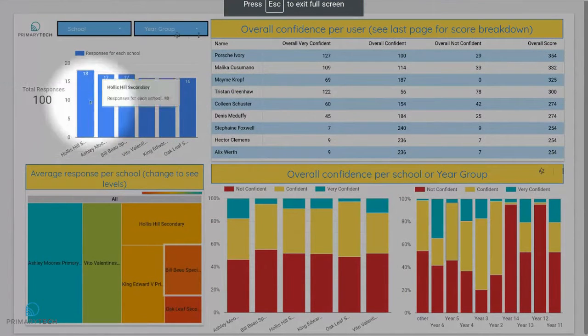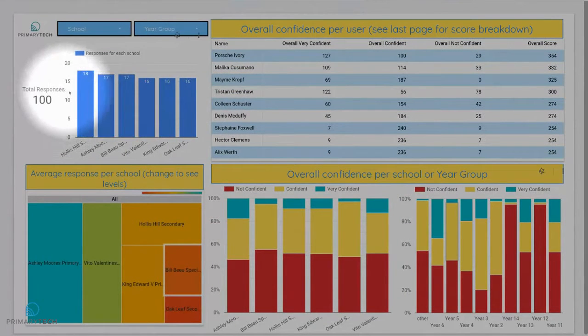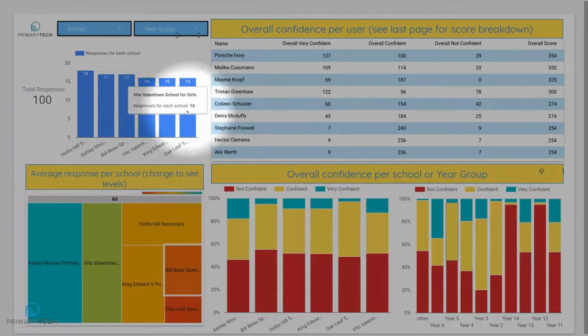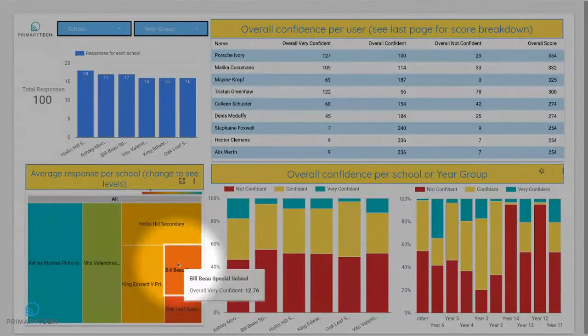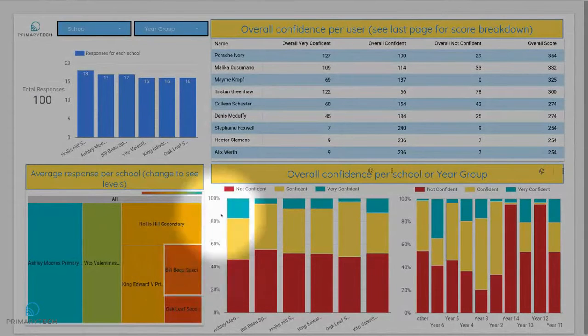There we are. So what we can do is break down by school, so the responses from each school that we had, so on average between sort of 6 and 18 responses by the schools that we've had there. We can see the average response level, so we can find out which school across our trust is performing or is more confident with G Suite, and we can also then filter down by school and by year group to see the full spread.